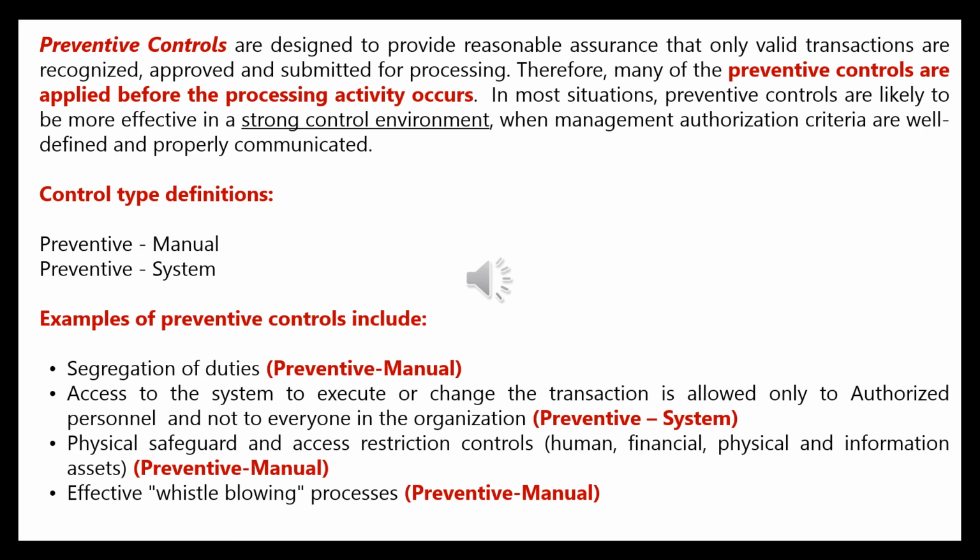Physical safeguard and access restriction controls, those could be to physical information assets or to, let's say, physical entry into a data center. That's also a preventive and a manual control. Effective whistleblowing process, that's also a preventive and a manual control. Somebody tries to do something wrong in the organization and another person raises an alarm or raises a concern that something wrong is going to happen. That's a whistleblowing process, and it's also a manual and preventive control.